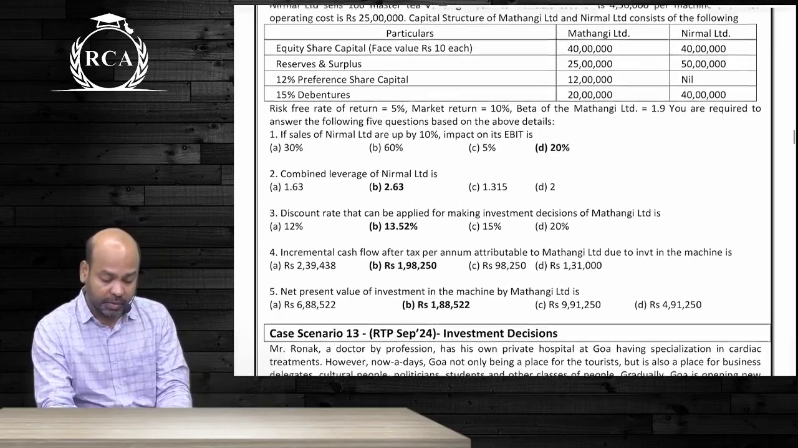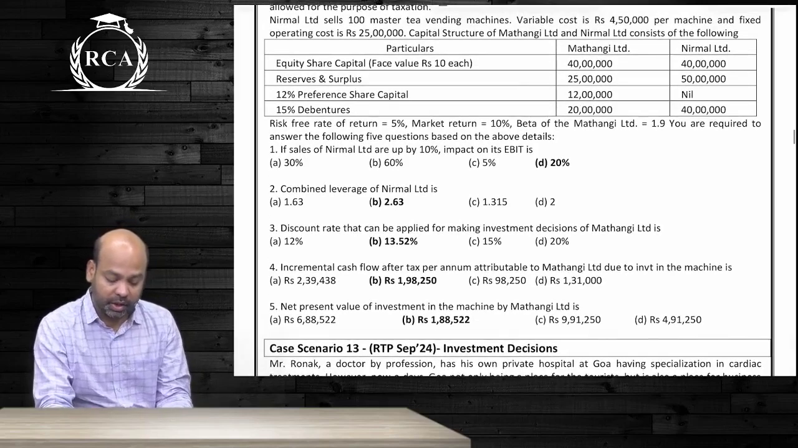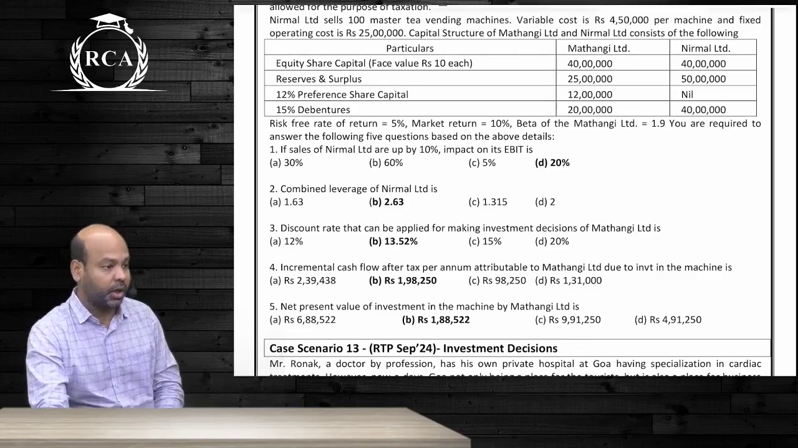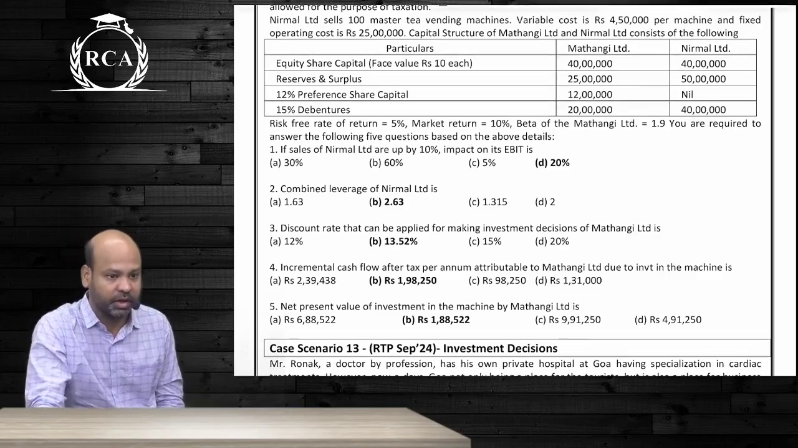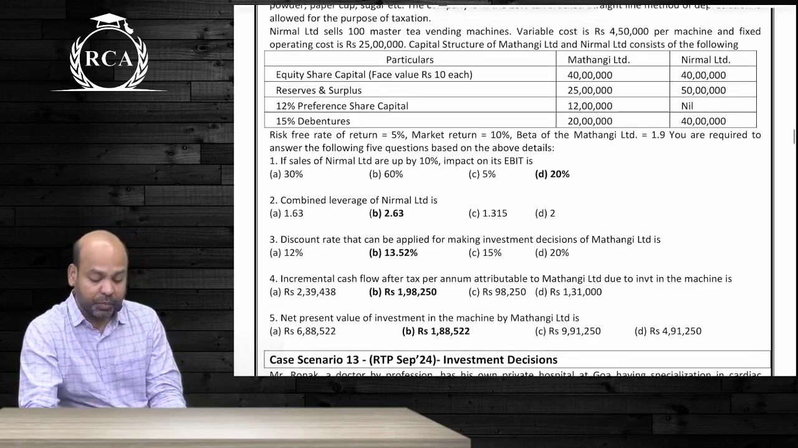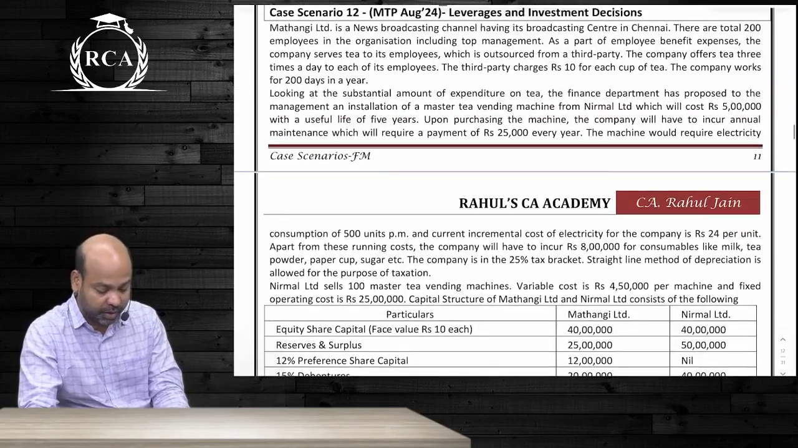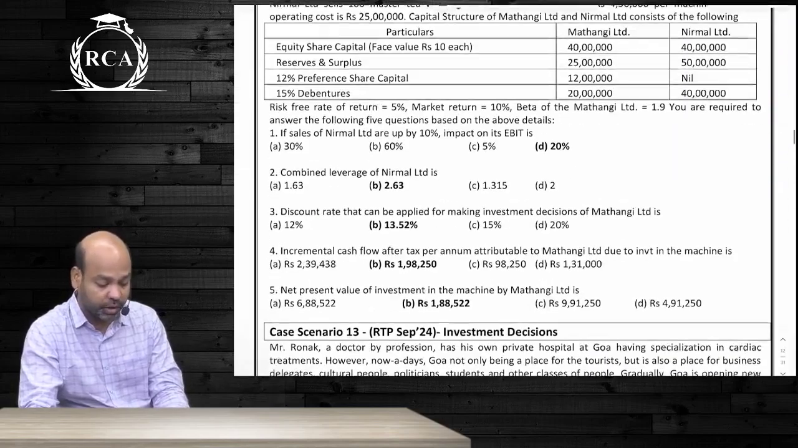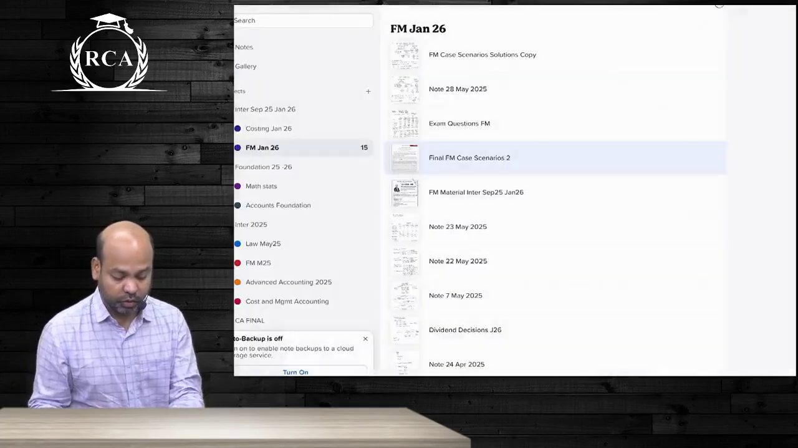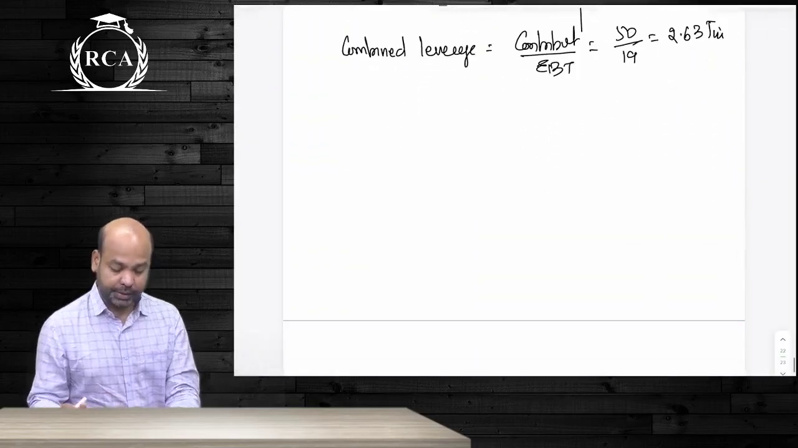So guys, here they've given us Mathangi Limited. Your cost of equity will be equal to 5% plus 1.9 into 10% minus 5%. So that will be 14.5%. Cost of preference share capital, nothing is given, so I'll directly take 12%. Cost of debentures, I'll take 15% net of taxes. Cost of retained earnings will be equal to cost of equity.